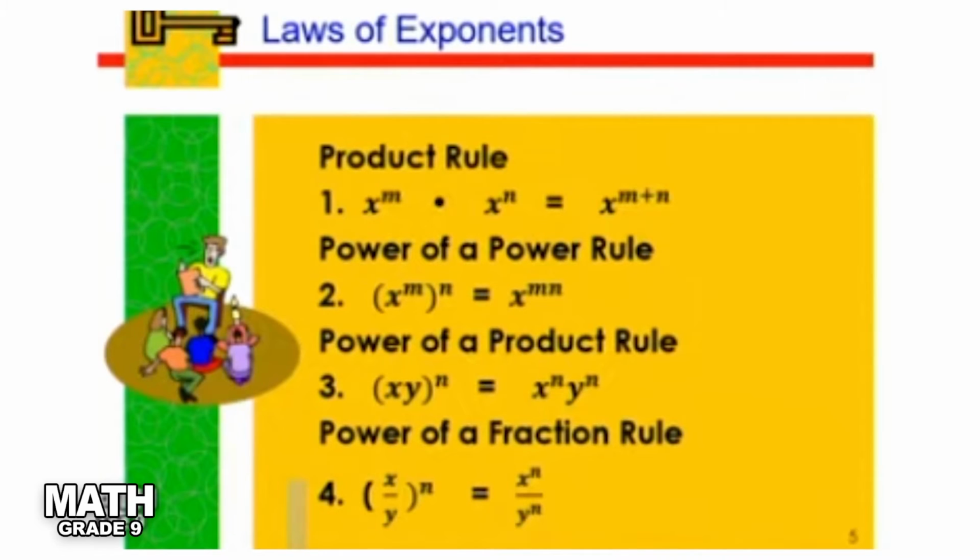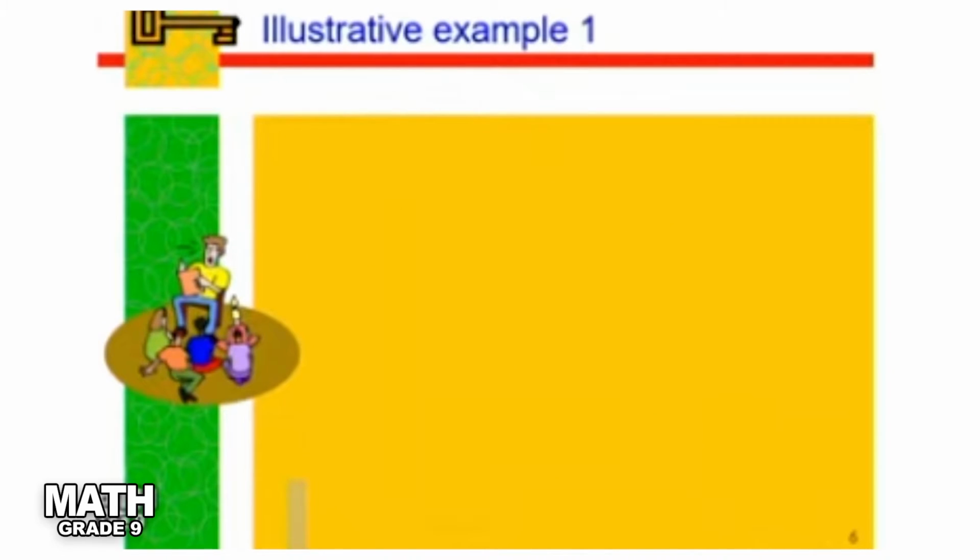Let us look at the first illustrative example. The following is a radical expression. We will identify what law of exponent is being used to simplify it. Illustrative example number 1. Solve for the cube root of 7 cubed.